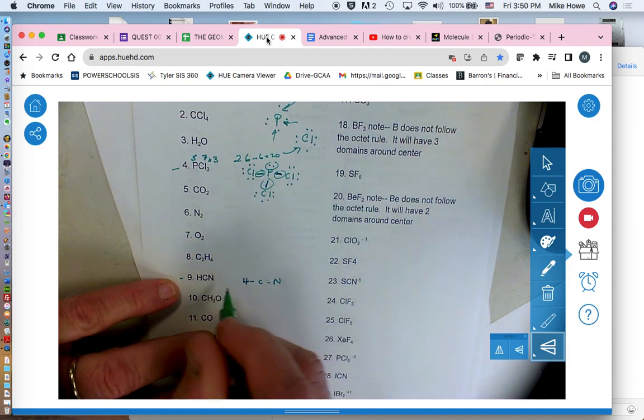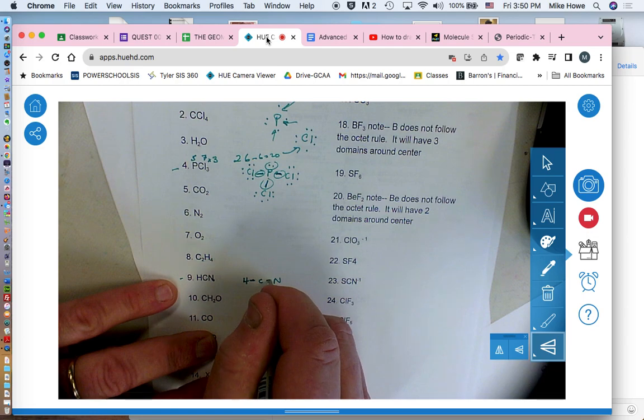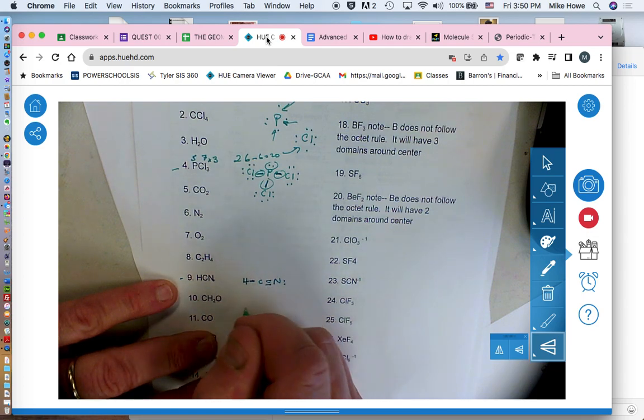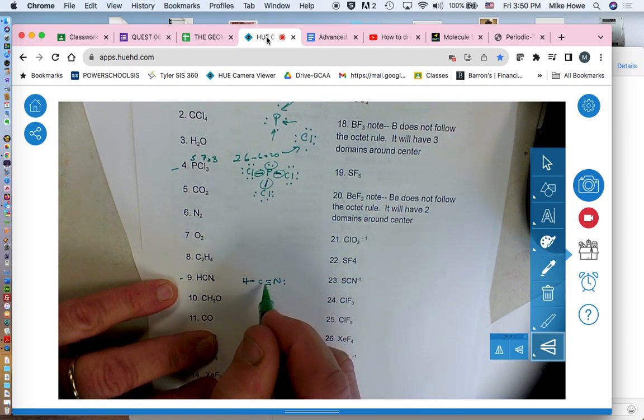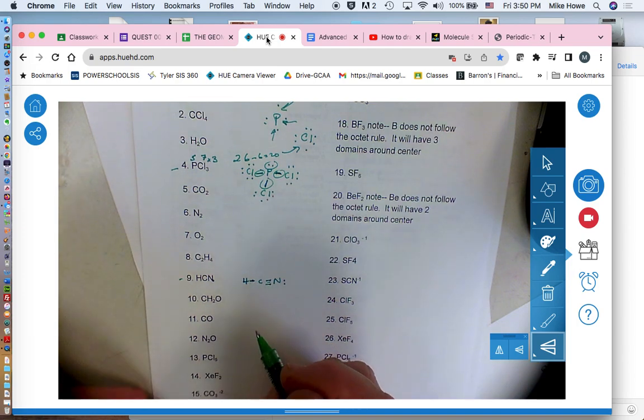HCN. And we have 4 and 5 makes 9 and 1 makes 10. So when you draw the dot diagram, it's going to have to look like this. How many domains? 2. You have to have 3 domains to be trigonal planar, so that's not it.